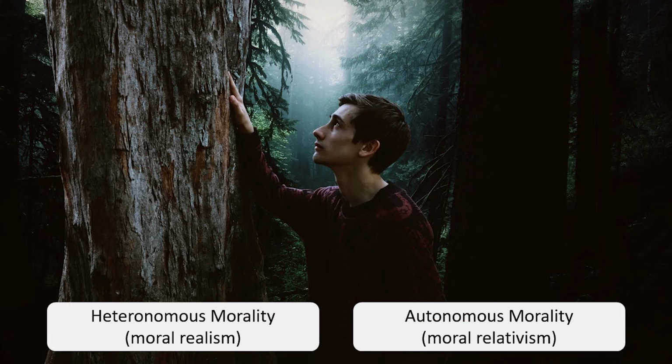Piaget also stated that there are two main types of moral thinking among children, and he classified them as heteronomous morality and autonomous morality. Heteronomous morality is otherwise known as moral realism, and autonomous morality is otherwise known as moral relativism.